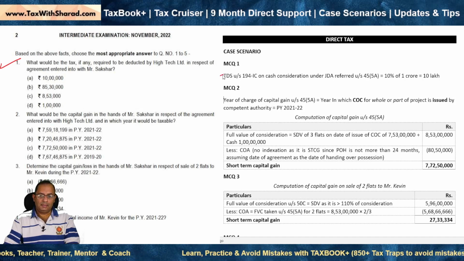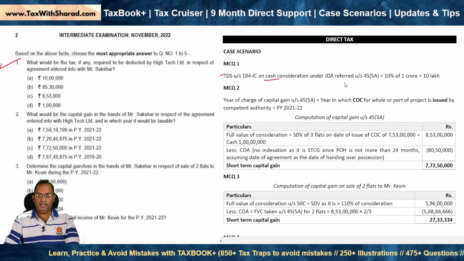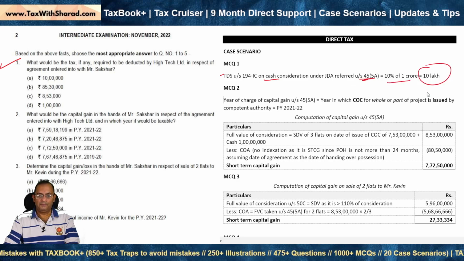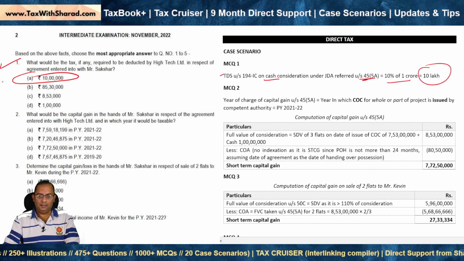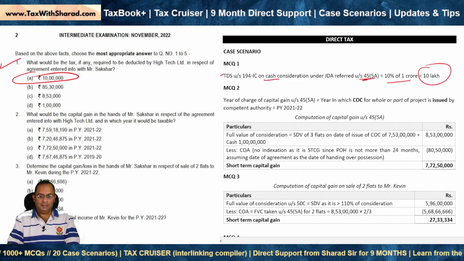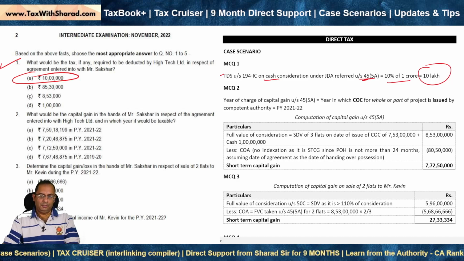So TDS under section 194C will apply on cash consideration under JDA referred under section 45(5)(a). So 10% of 1 crore will be 10 lakh rupees, and this is basically the correct answer. 10 lakh rupees will be the TDS under section 194IC. Let's move to the second question.